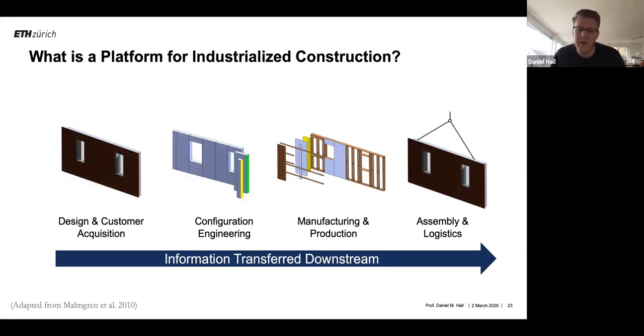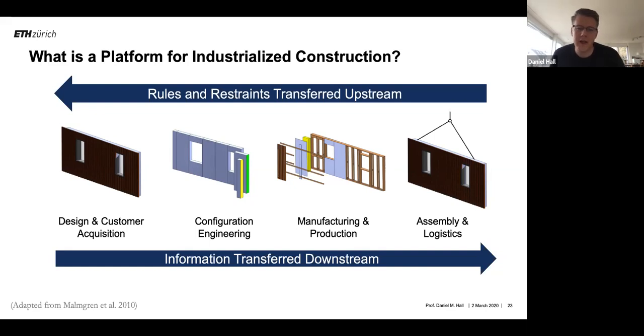The difference is that when you have a platform organization, you also create a method. It can be a digital platform or a physical platform or some combination of the two, where you have specific rules and restraints about how the system should work. And those rules and restraints get transferred upstream into the earlier phases of the planning. So you've taken the rules about how assembly and logistics should happen on the construction site, and you move those to the manufacturing and production stage. And then you move those to the configuration stage, and all the way into the design stage, so that you're not designing something that doesn't match your downstream activities.